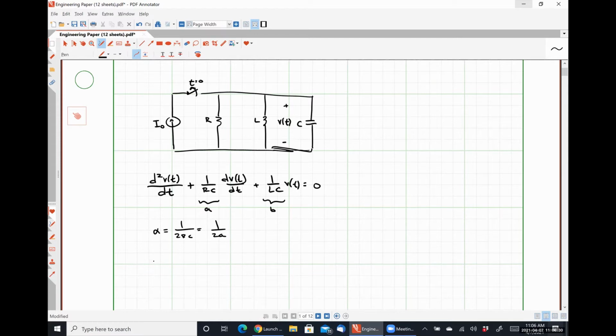and omega naught, which is equal to the square root of 1 over LC, is exactly equal to the square root of B, for a parallel RLC circuit, right? So skipping all the math that got us to that differential equation, because that wasn't particularly difficult.